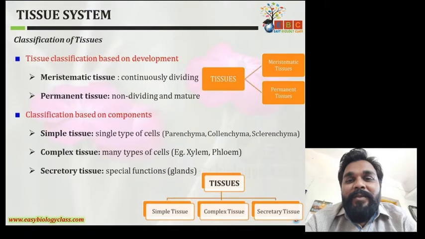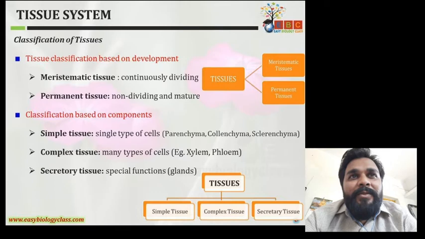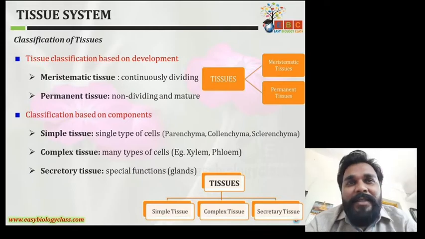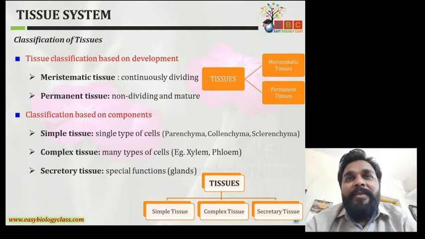Tissues are generally classified into two types: meristematic tissue and permanent tissue. Meristematic tissue means the tissue which has the capacity to divide and redivide and form new tissue. Permanent tissue means they have a certain limitation, so they are also called non-dividing tissue, and these are the mature tissues. Some examples of permanent tissue are xylem and phloem.